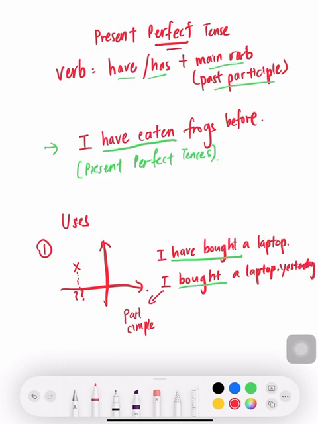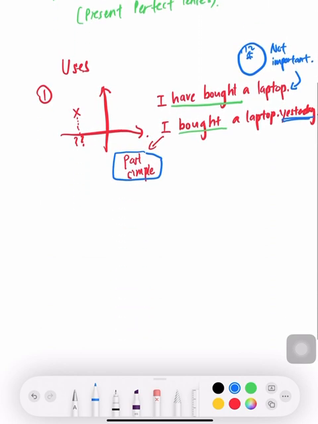And that's the difference. If you do not know the time, or the time is not important, or you do not care about when it happened, then you use present perfect tense. But when there is time mentioned, yesterday, last week, always remember that we have to use past simple tense. Alright, this is number one.